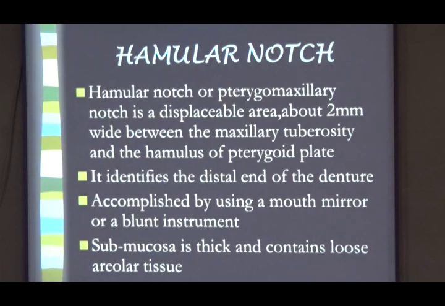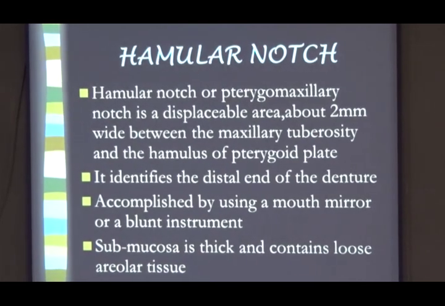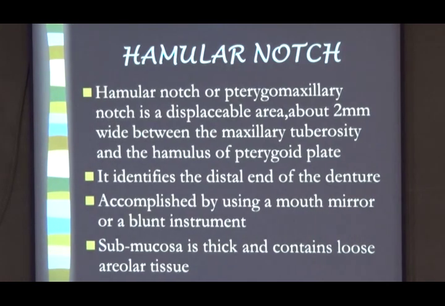So hamular notch is also called the pterygomaxillary notch because it is in between the pterygoid process and the pterygoid hamulus and the maxillary tuberosity. It is in between the maxillary tuberosity and the pterygoid hamulus. Pterygoid hamulus is part of which bone? Pterygoid hamulus is part of which bone?